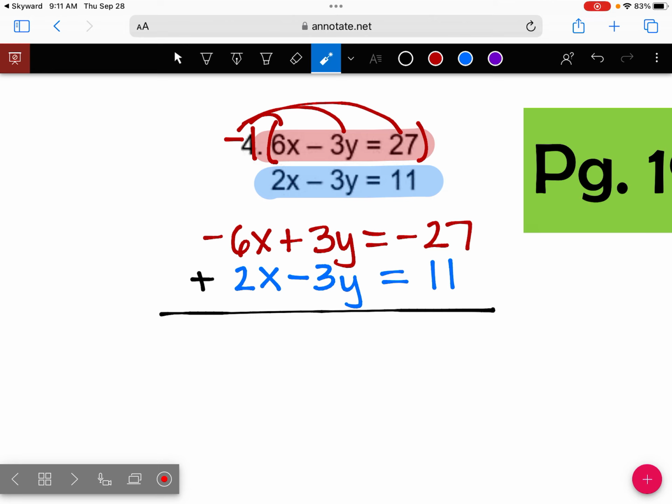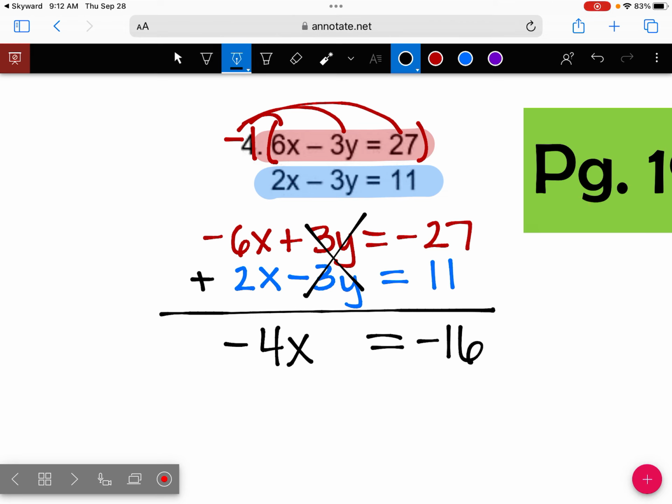So let's see. Hopefully we don't get a decimal because I didn't work these out yet. So -4x, this cancels out. And then -27 plus 11. Type that in your calculator. Type -27 plus 11. -16. So what would be my last step to solve for x? Okay, y'all sounding good. So you get x equals 4.